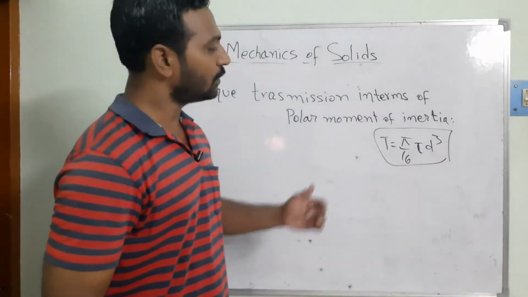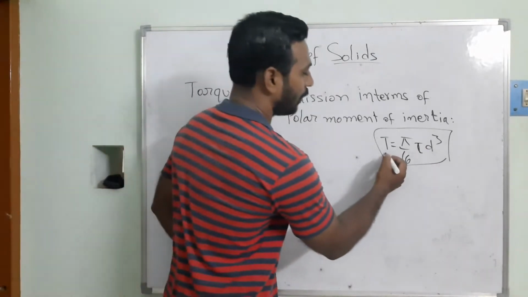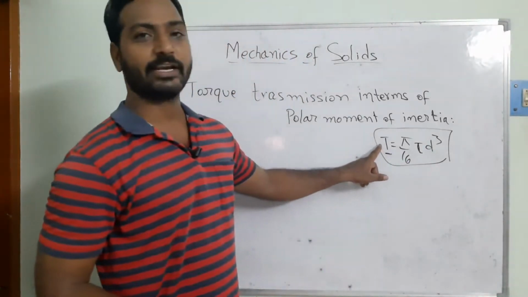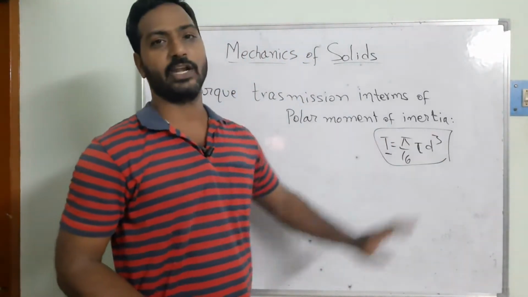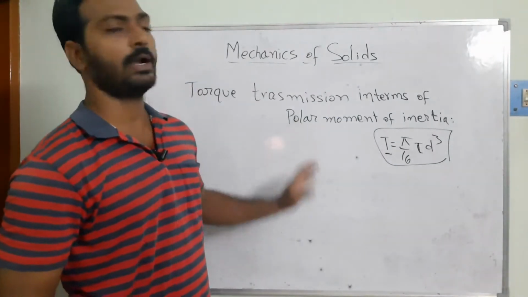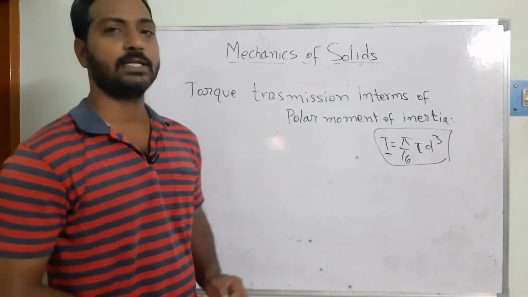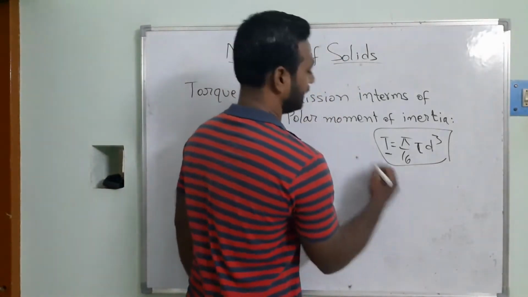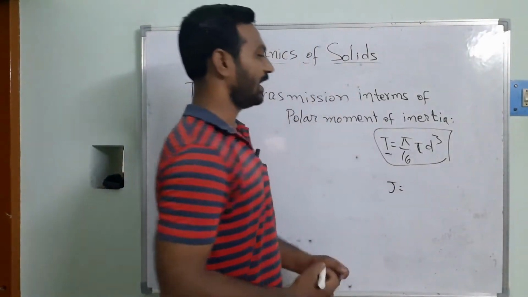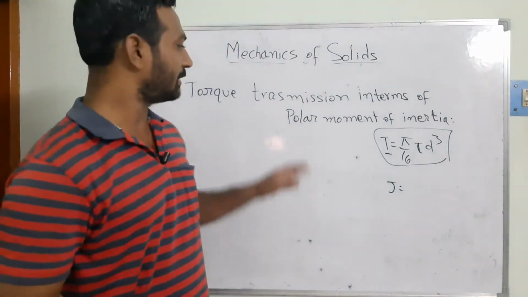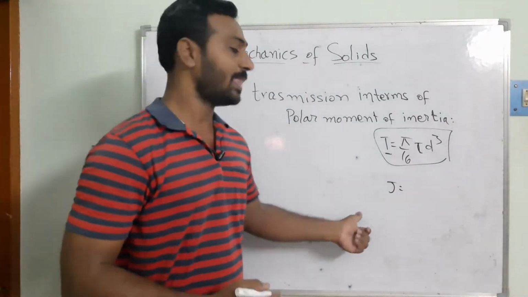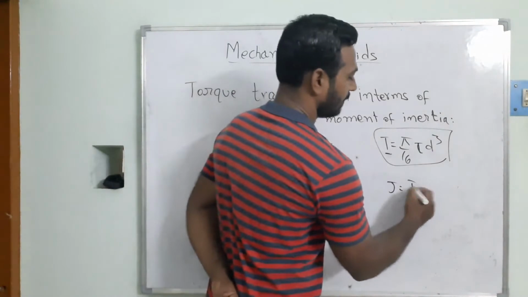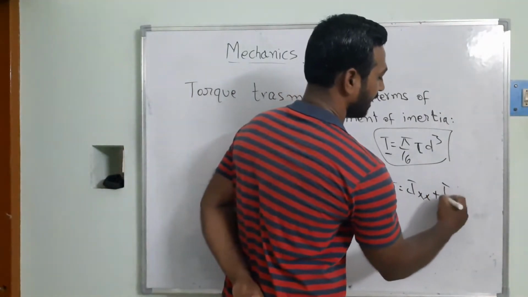of the shaft. So how can we find the torque transmission in terms of the polar moment of inertia? As we know, the polar moment of inertia is indicated with the letter J. J is nothing but the polar moment of inertia, which is equal to Ixx plus Iyy.